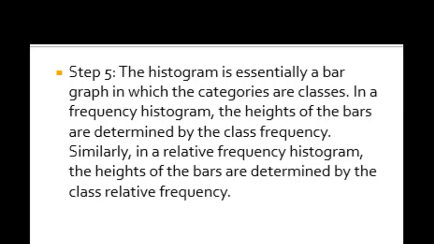The final step is making the actual histogram. It's essentially a bar graph with the categories being the classes. We use the frequency histogram, where the height of the bar is determined by the class frequency. And then in a relative frequency histogram, the height of the bar is determined by the class relative frequency.